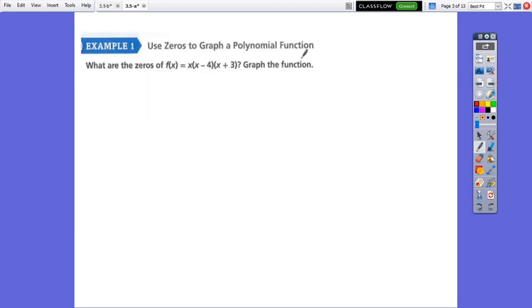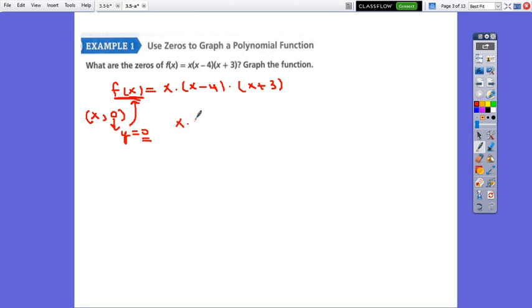And let's see. Use zeros to graph a polynomial function. The function is given: f(x) = x(x - 4)(x + 3). The symbol to write zero is x_0, as we said, in which 0 stands for y, where y is f(x). So instead of f(x), we will put 0. It will be x(x - 4)(x + 3) = 0.